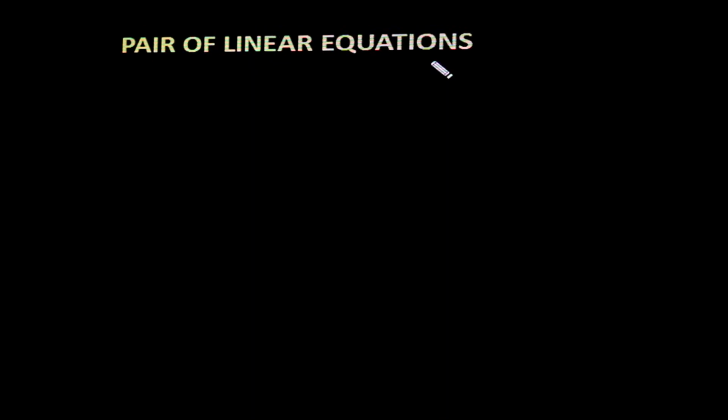Pair of linear equations. I will explain it with a simple example. First we should know what a pair of linear equations is. Pair means two. Linear means line equation, that is first degree: x plus 1 is equal to 0.